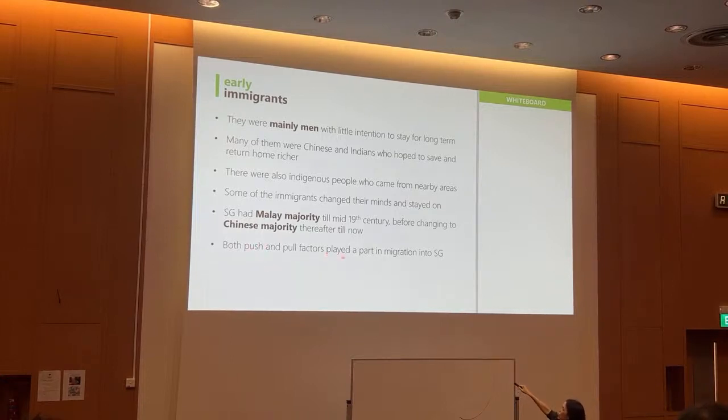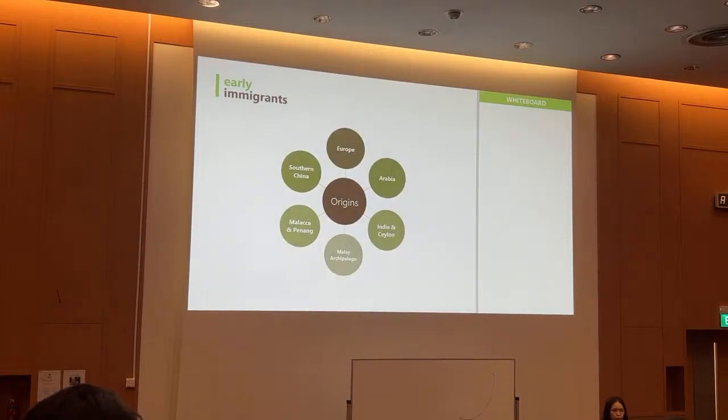Both push and pull factors play a part in migration. Push factors refer to factors that push people out of their homeland. Pull factors refer to factors that pull people to Singapore. So both push and pull factors must take place in order for migration to Singapore to happen. Someone must step out of their homeland, and then someone must enter Singapore. So this is just some examples of the early migrants, where they come from.